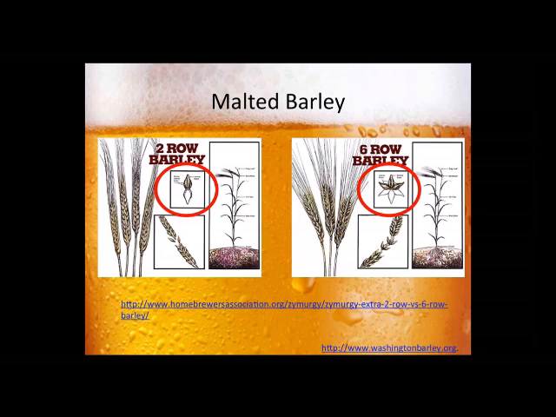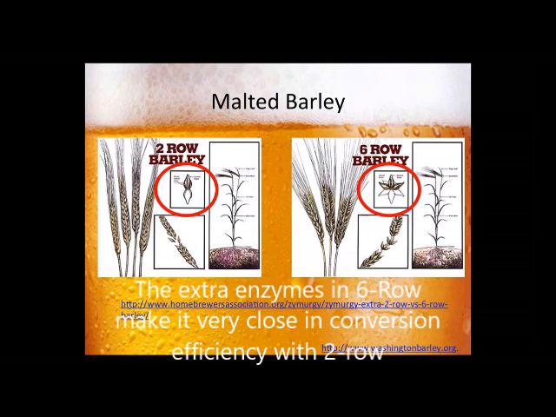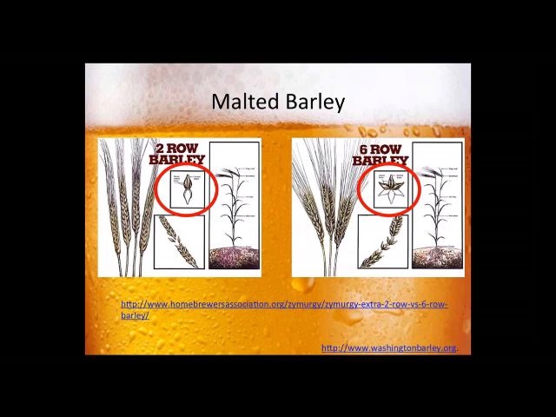The starch to mass ratio in the 2-row is higher than that of the 6-row. However, the 6-row has more enzymes than the 2-row. Those extra enzymes are needed to help convert our starches from our adjuncts, such as rice and corn, into the sugars that we need. 2-row has more starch, but fewer enzymes. If you take a look at this link, the extra 2-row versus 6-row barley, there's some nice information there.